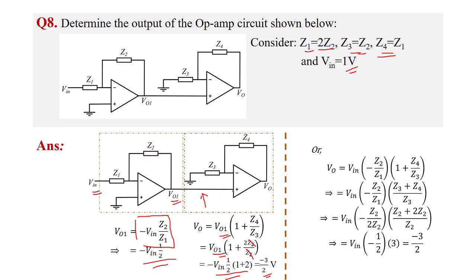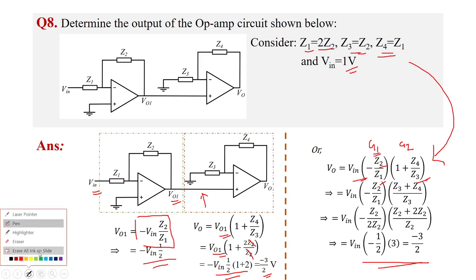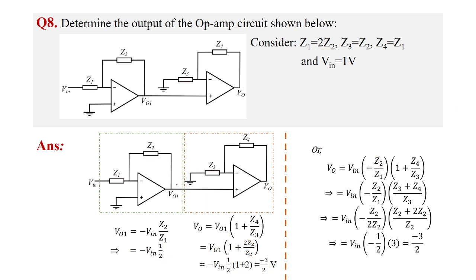The other method is the one that I explained first, that is the gain of the first amplifier into the gain of the second amplifier, into V in. The gain of the first amplifier is inverting configuration, so minus Z2 by Z1, and the gain of the second amplifier is 1 plus RF by R1, so 1 plus Z4 by Z3. Substituting all the values given, we get V0 equal to minus 3 by 2. So it's a direct question, you can easily solve it. I guess it's clear from the question itself. So that's all about the 8th question.